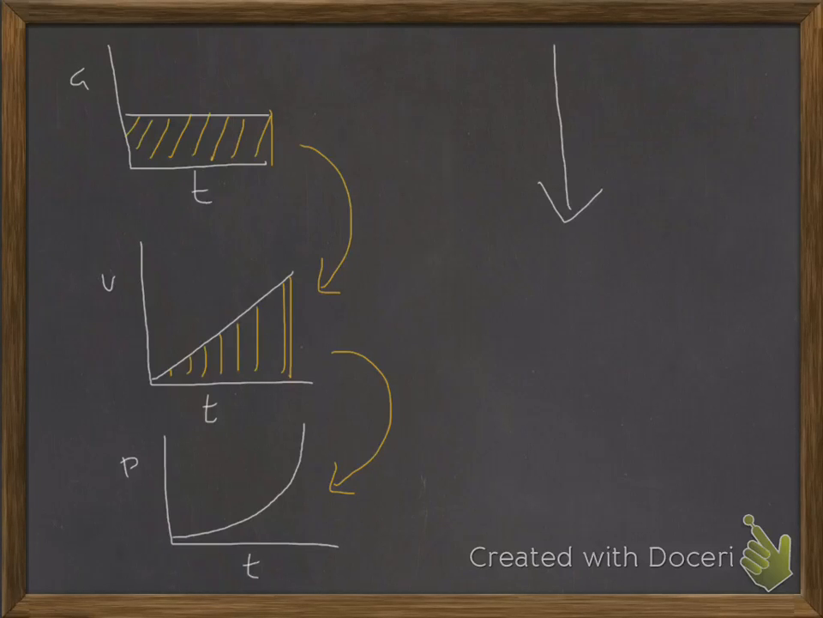If you're going in the direction of position to velocity to acceleration, you take the slope to derive the next in the sequence. If you're working backwards, you can simply take the area under the curve to arrive at the previous.